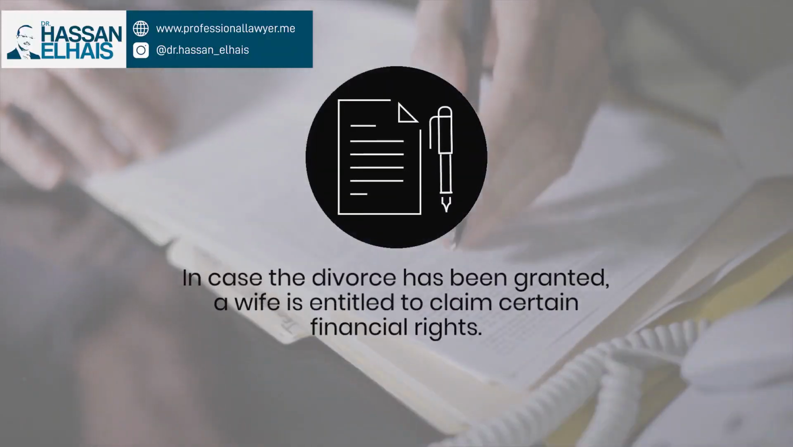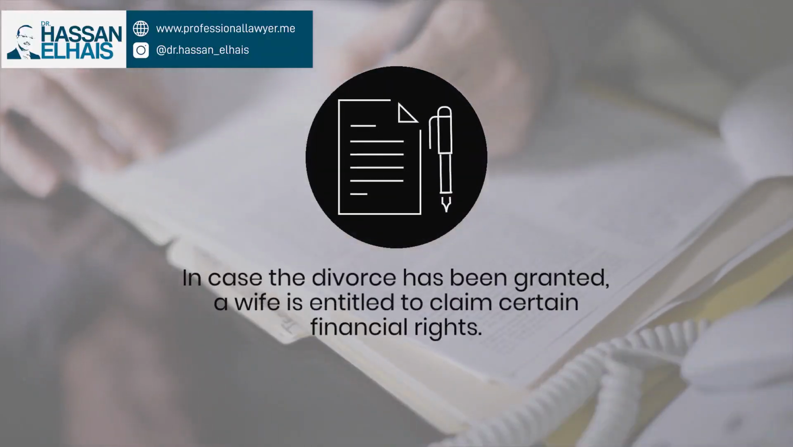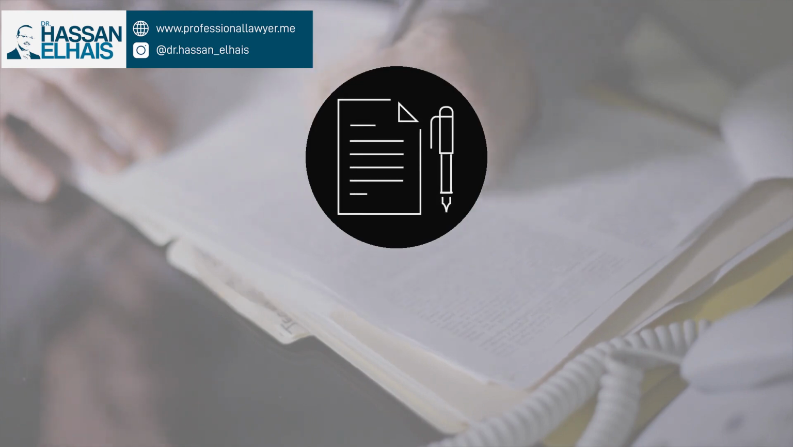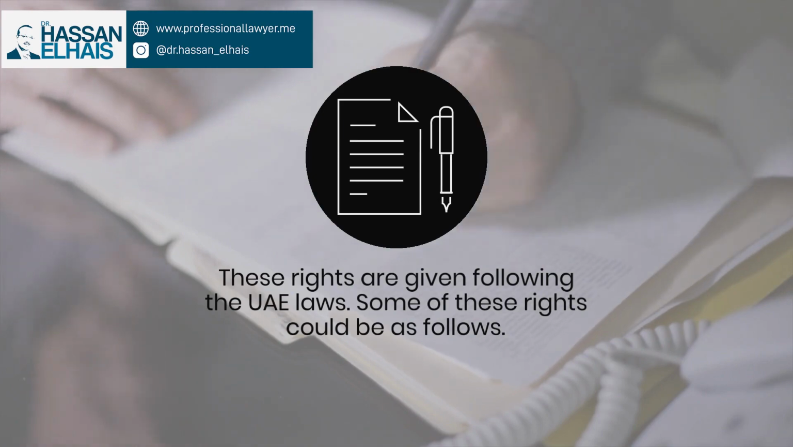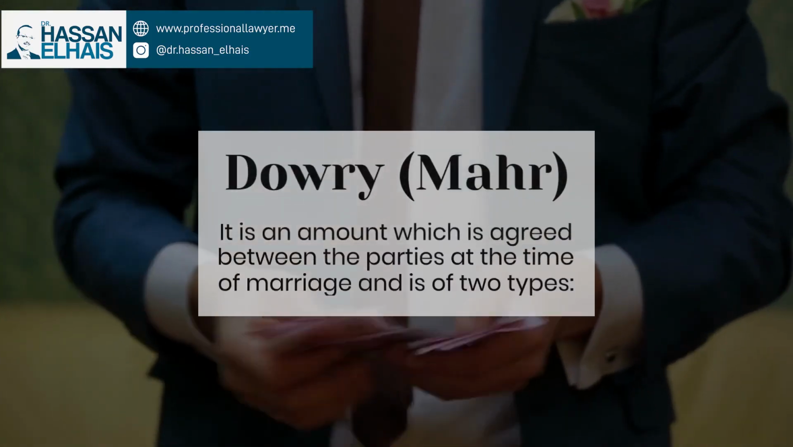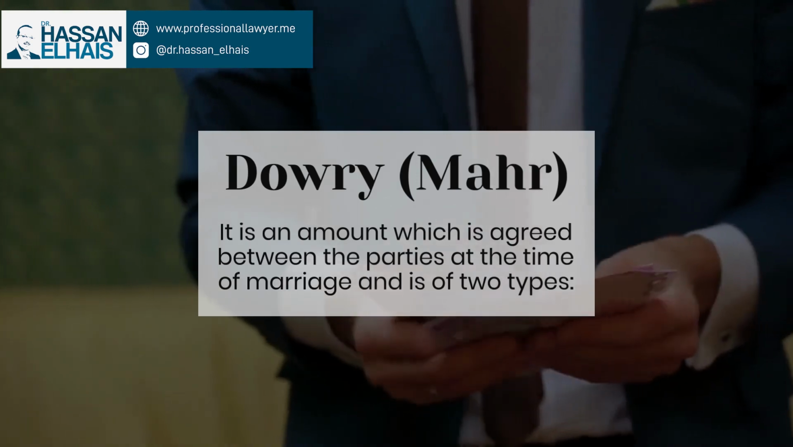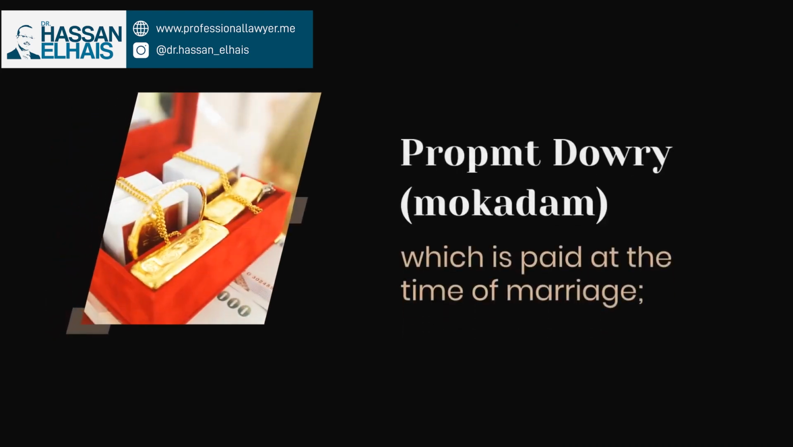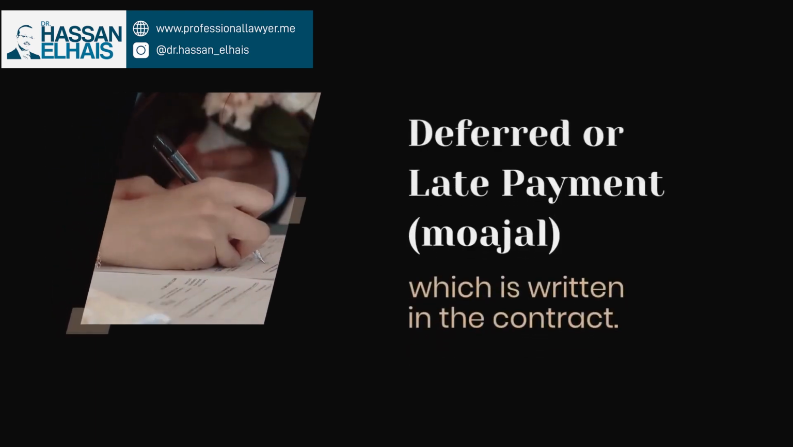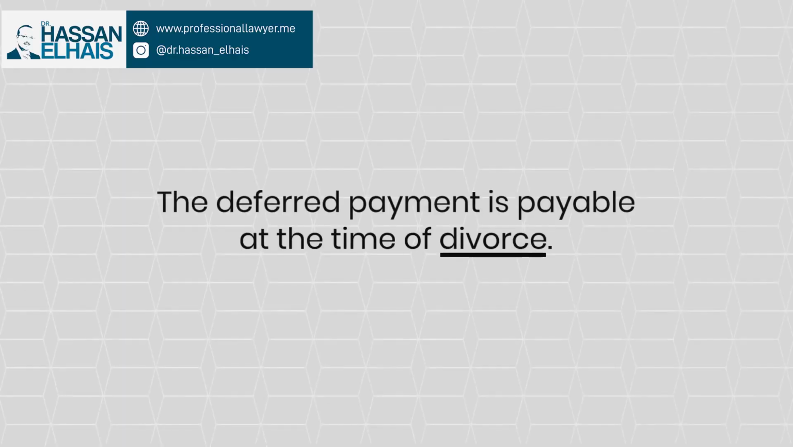Claims. In case the divorce has been granted, a wife is entitled to claim certain financial rights. These rights are given following the UAE laws. Some of these rights could be as follows. A. Dowry, Mahr. It is an amount which is agreed between the parties at the time of marriage and is of two types. 1. Prompt dowry, Moqaddam, which is paid at the time of marriage, and 2. Deferred or late payment, Muajjal, which is written in the contract. The deferred payment is payable at the time of divorce.